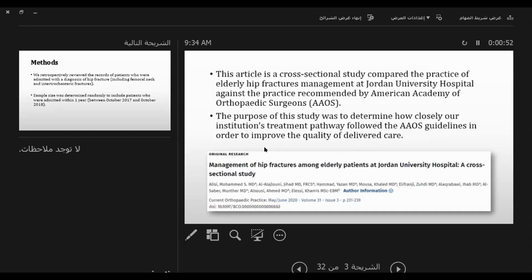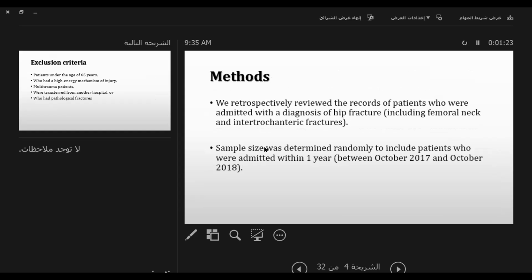This article is a cross-sectional study that compared the practice of elderly hip fracture management at Jordan University Hospital against the practice recommended by the American Academy of Orthopedic Surgeons, AAOS. The purpose of this study was to determine how closely our institution's treatment pathway followed the AAOS guidelines in order to improve the quality of delivered care. Just to note that this study was published in June 2020 in the Current Orthopedic Practice journal.